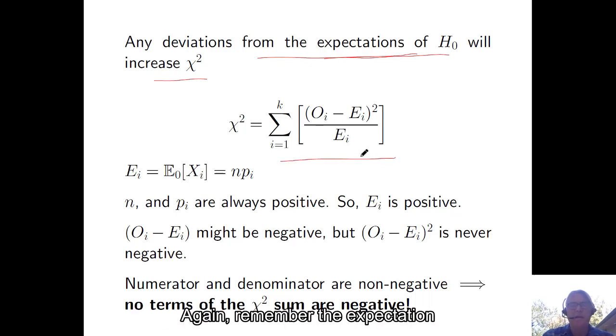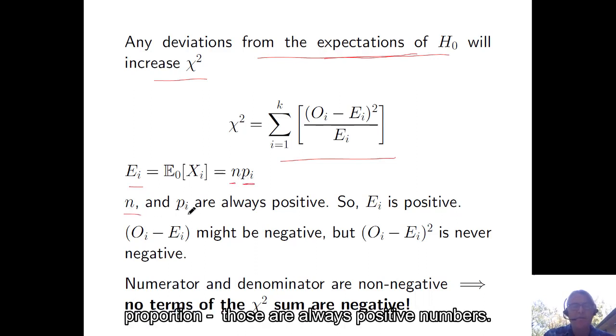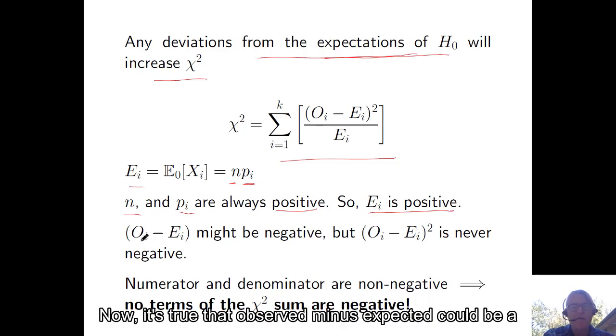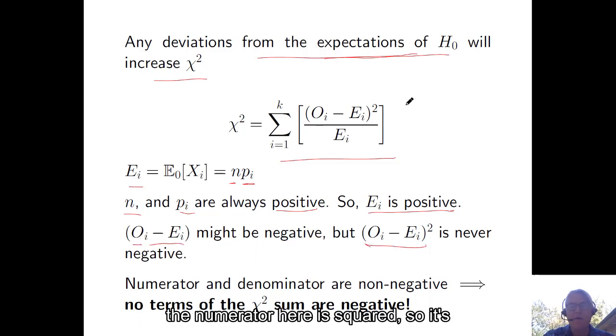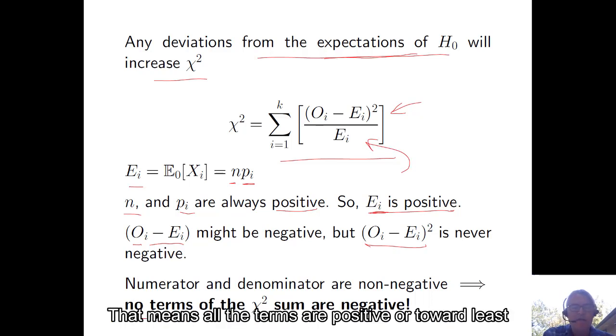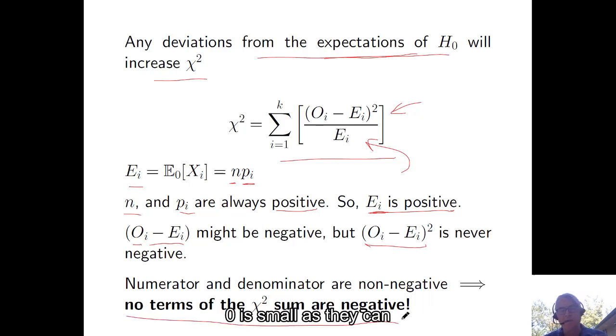Here's the formula again. Remember, the expectation for a category is the sample size times the proportion under the null hypothesis. That sample size and the proportion, those are always positive numbers, so the expectation itself is always a positive number. Now, it's true that observed minus expected could be a negative number, but we square that. So the numerator here is squared, so it's always going to be positive, and the expectation we said is also always positive. So they're both non-negative numbers, and that means all the terms are positive, or at least 0 is as small as they can get. So the summation is going to be a positive number.